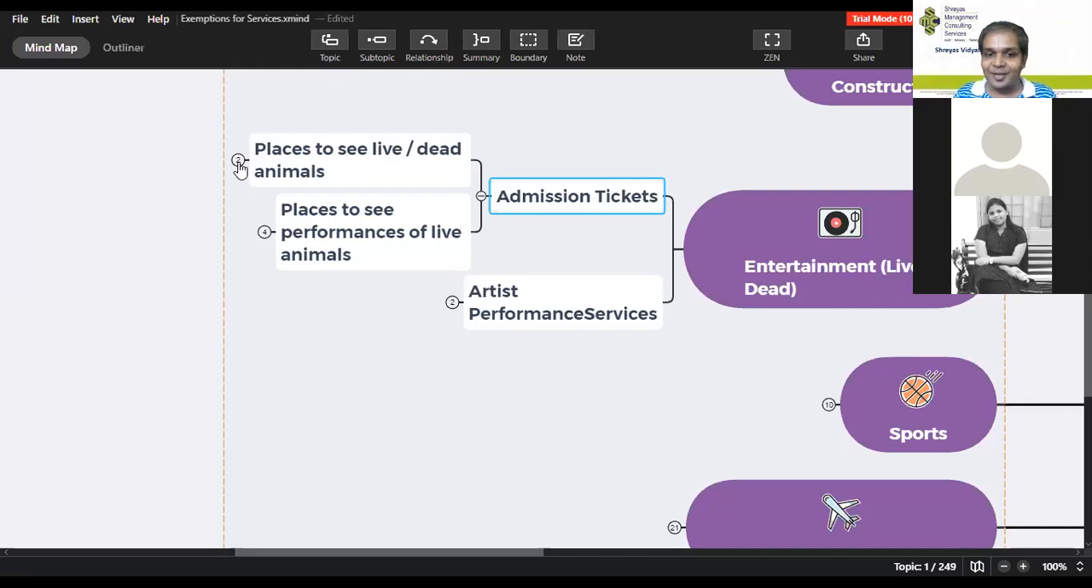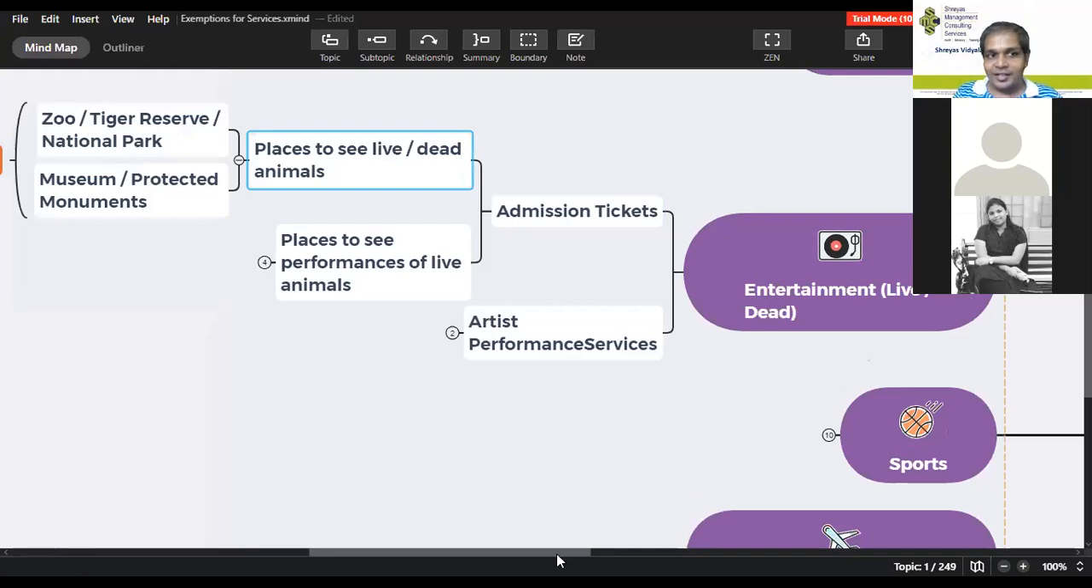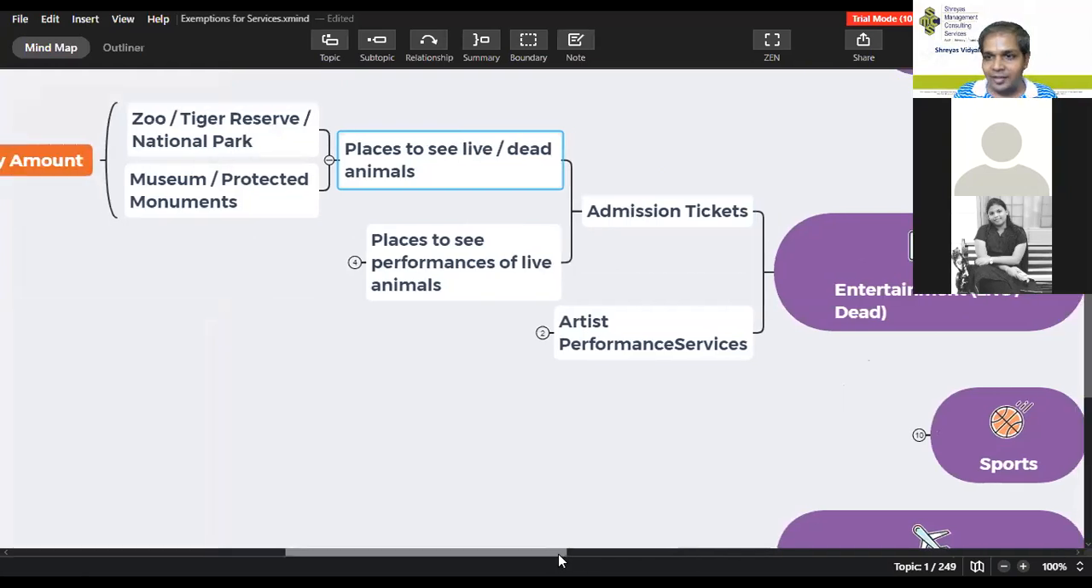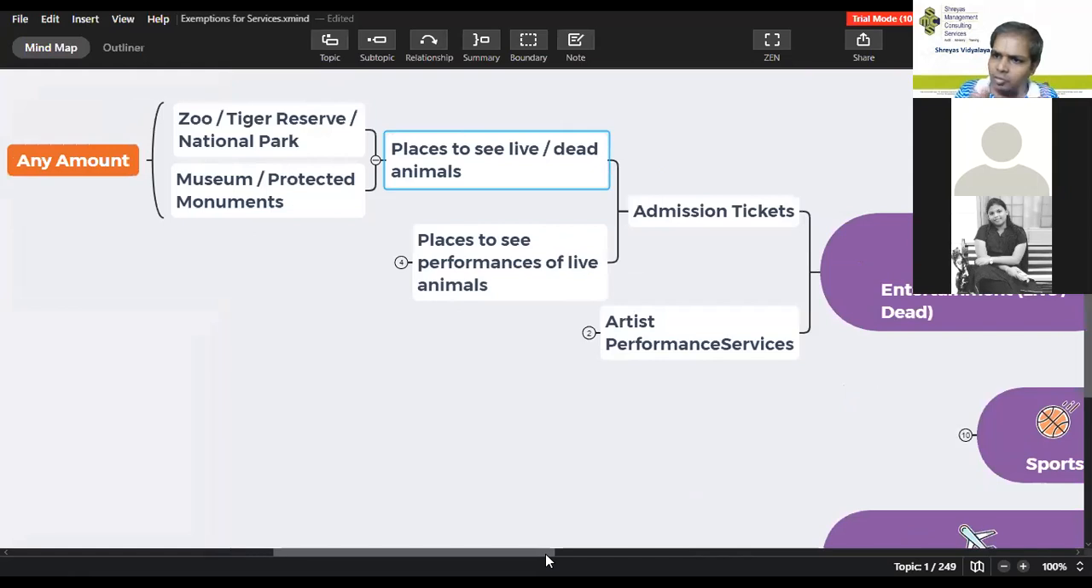So all these national parks, Vandalur Zoo, correct. Zoo covers all zoos, perfect. So places where you see live animals are basically the zoo, tiger reserve, since in India the tiger is famous, and national parks, like Shimoga National Park, Lions National Park. Mudumalai means Elephant National Park. So that is exempt from GST. The admission tickets to all these locations are exempt.